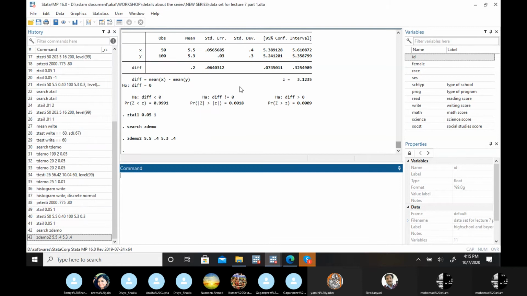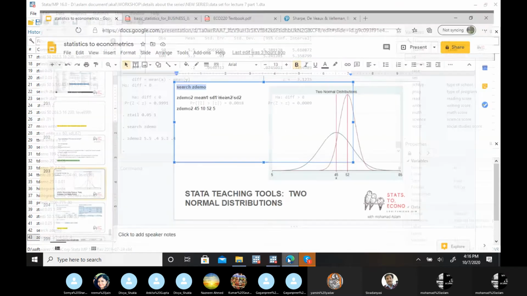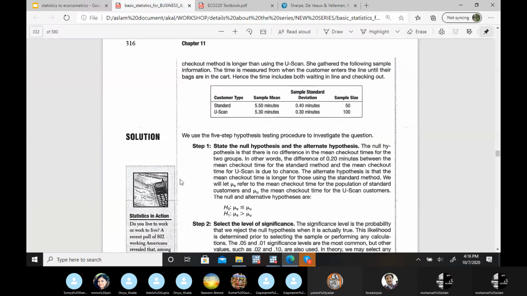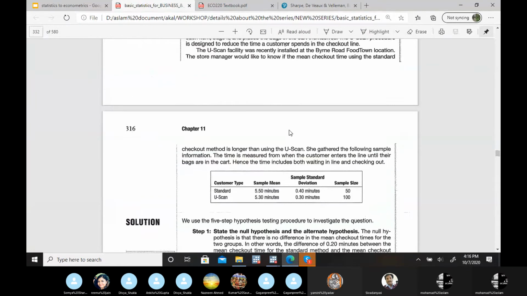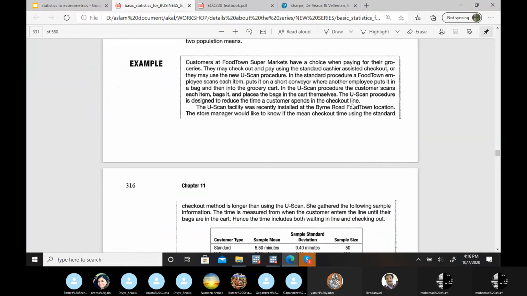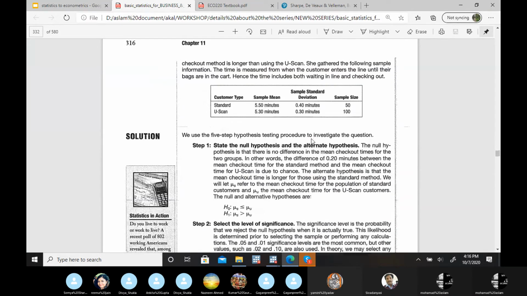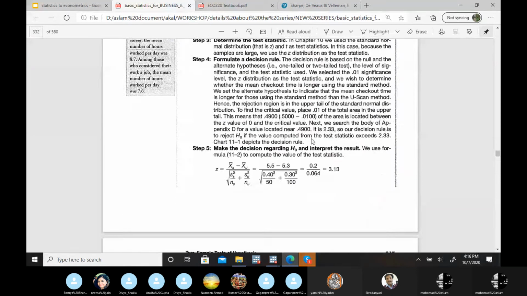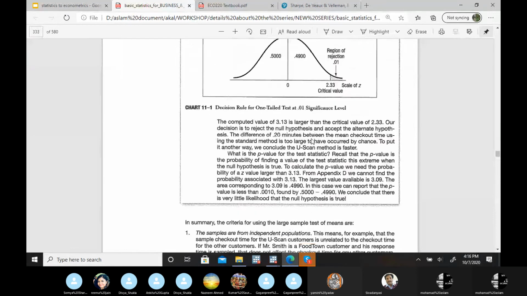So by this approach, it is clear that the null is rejected and the alternate is accepted. Our alternative is this right tail case, that the standard procedure takes longer. That was the question they want to know, whether the UScan procedure is designed to reduce the time. So we can conclude that yes, it is successful in reducing the time. So let's see their results.